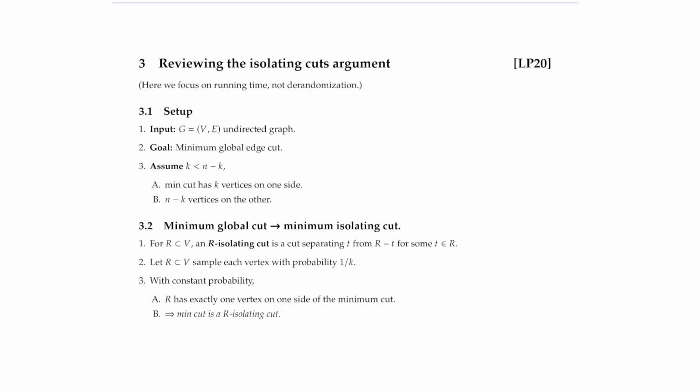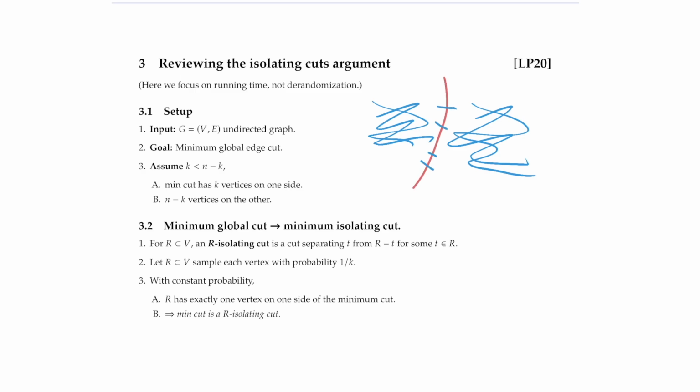cuts argument. So okay, let's say we're doing some undirected graph cut problem. So we have some graph, and the minimum cut maybe looks like this. Okay. And let's say we knew how many vertices are on each side of the cut. So maybe there's k vertices over here, and there's n minus k vertices over here, where k is less than n over 2. Okay. So how does this relate to isolating cuts, and what are isolating cuts?